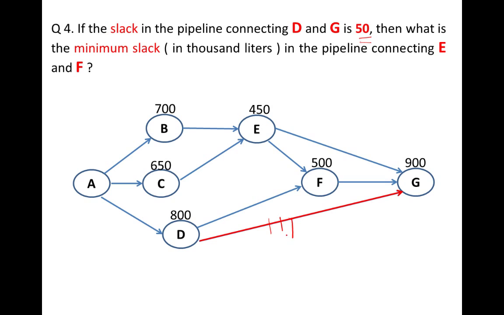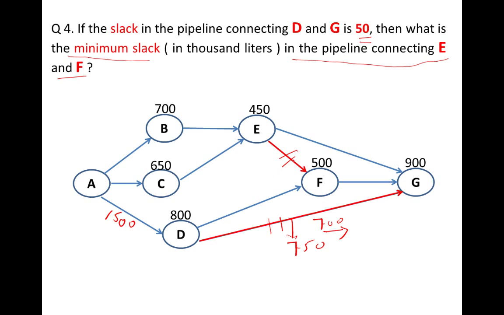The total capacity here is 750. If the slack is 50, that means the flow is 700. Okay, if the flow is 700 here and it comes through D and the D requirement is 800, therefore 700 plus 800, thus A to D must be 1500. Now what is the question? Question says, what is the minimum slack in the pipeline connecting E and F? Connecting E and F. Let's identify that pipeline. So we are talking about this one.